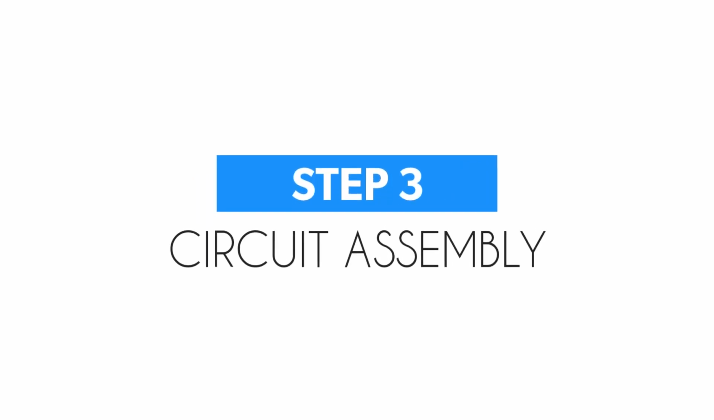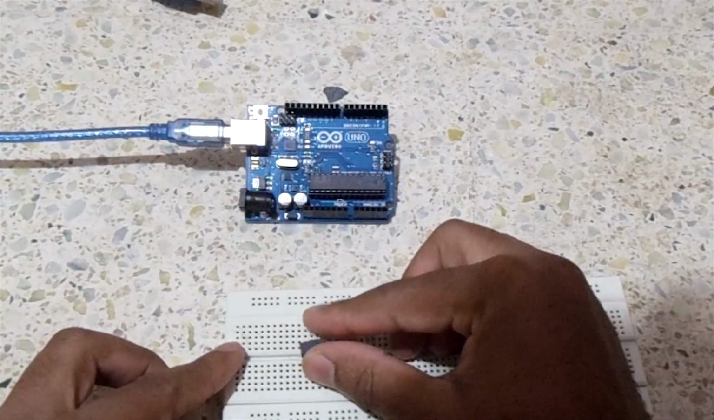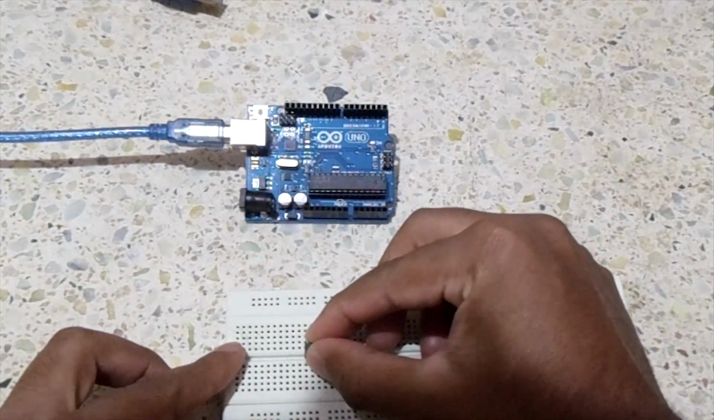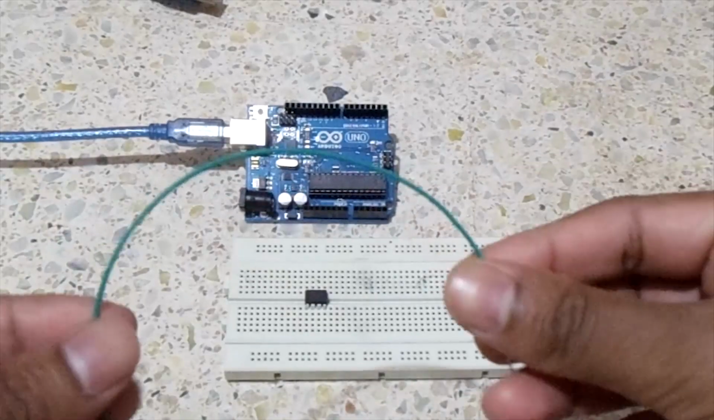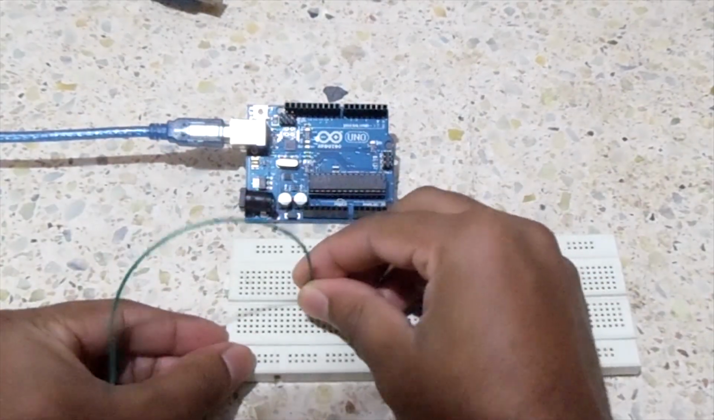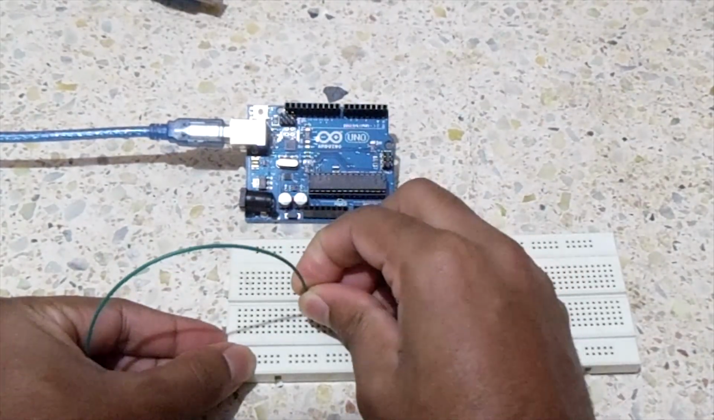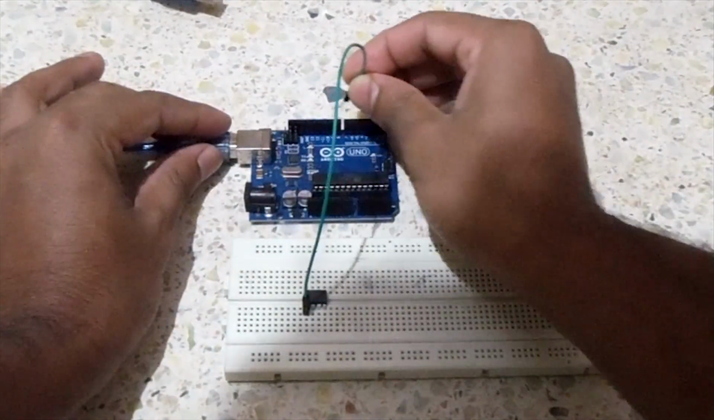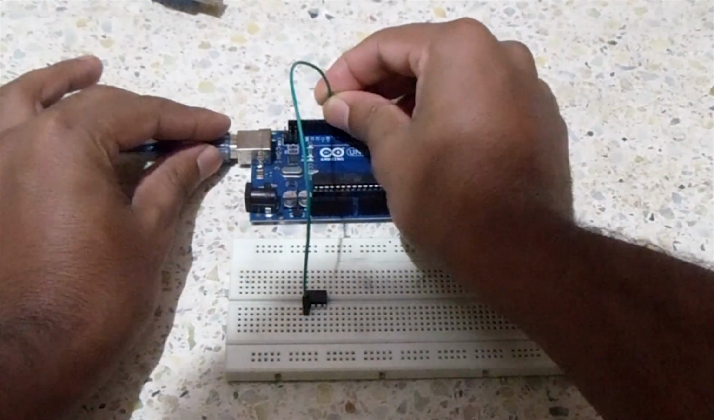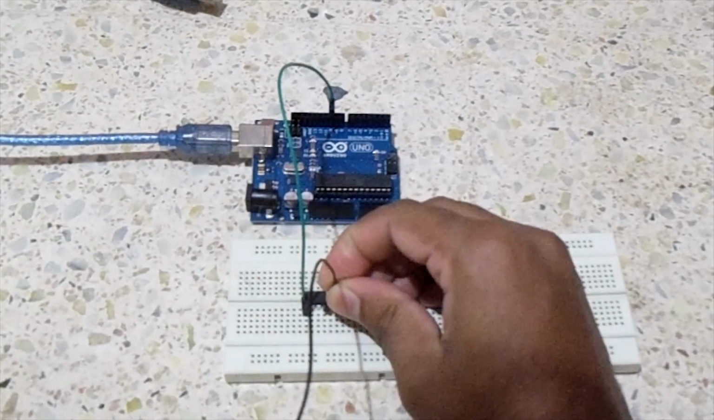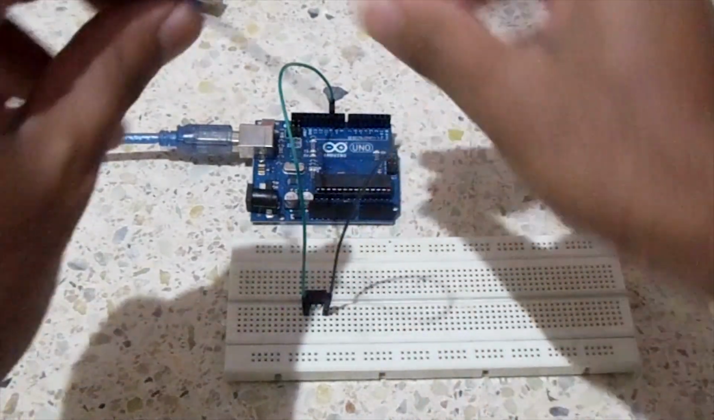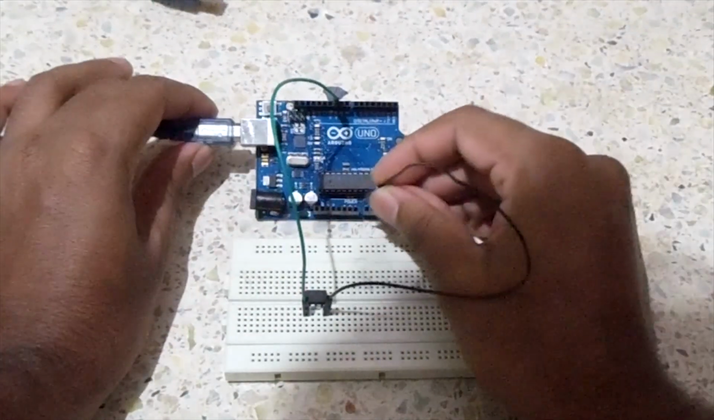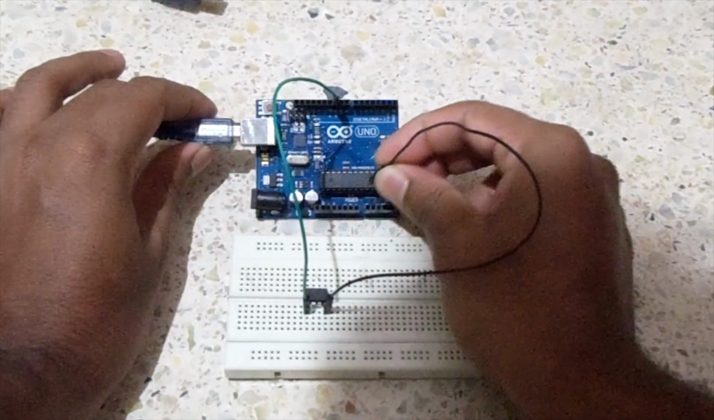Next step is circuit assembly. On a breadboard, mount the ATTiny 85 chip. Using a jumper wire, connect pin 1 of ATTiny 85 to the pin 10 of Arduino UNO. Next, connect pin 4 of ATTiny 85 to the ground on the Arduino UNO.